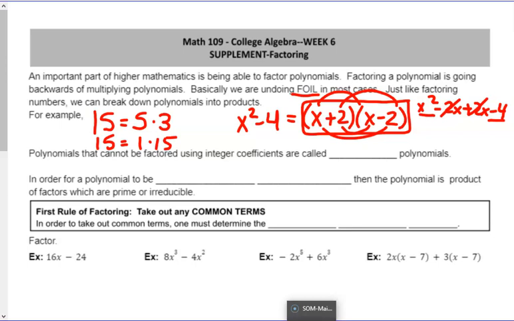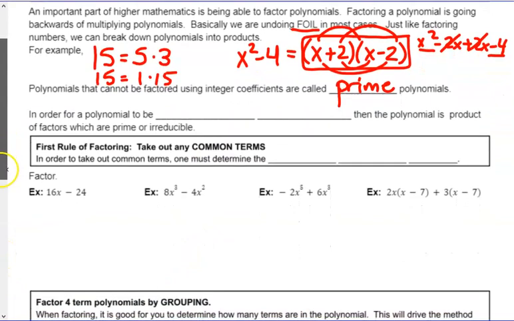Sometimes, though, those things can't be factored. Those are problems that we call prime polynomials. You don't see that often, but there are times when you might have one that does not break down. Another thing is, anytime you have a factor with a power of 1, that is a prime polynomial. It can't go further than what you already have.